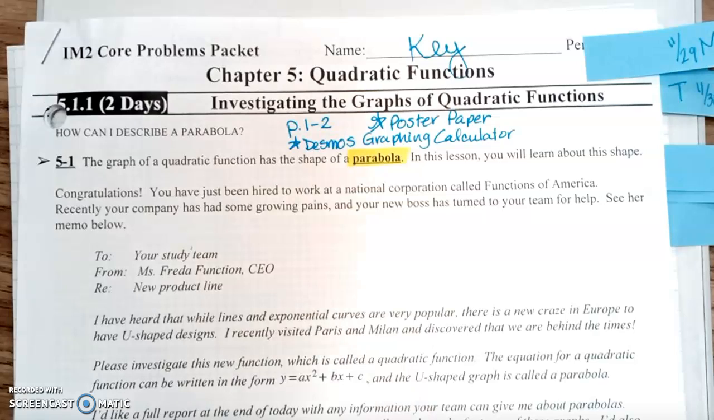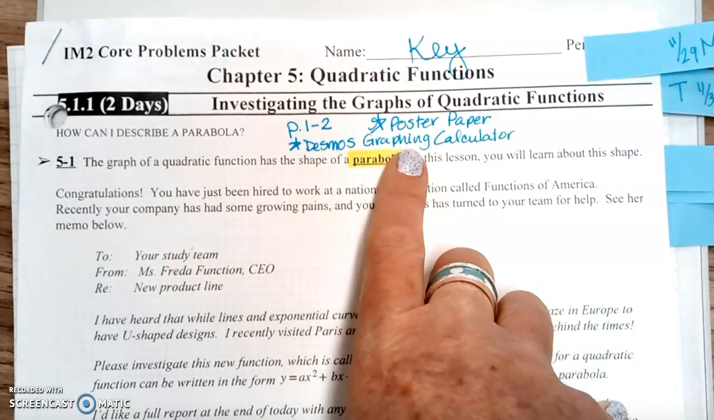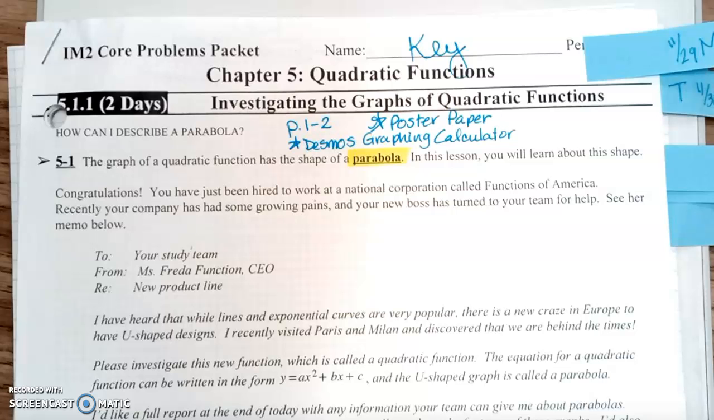So Desmos has multiple parts. Desmos has the class activities that we do. Desmos has the scientific calculator that we used last chapter with the sine, cosine, and tangent. And then Desmos also has a graphing calculator part where we're going to be graphing our quadratics today.